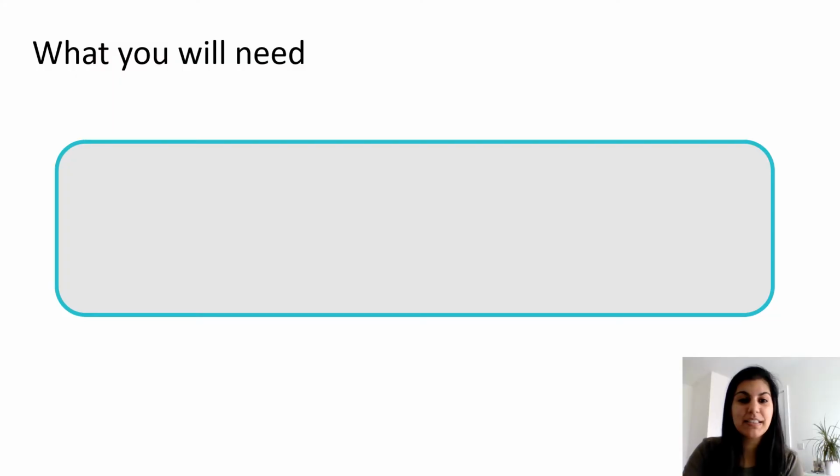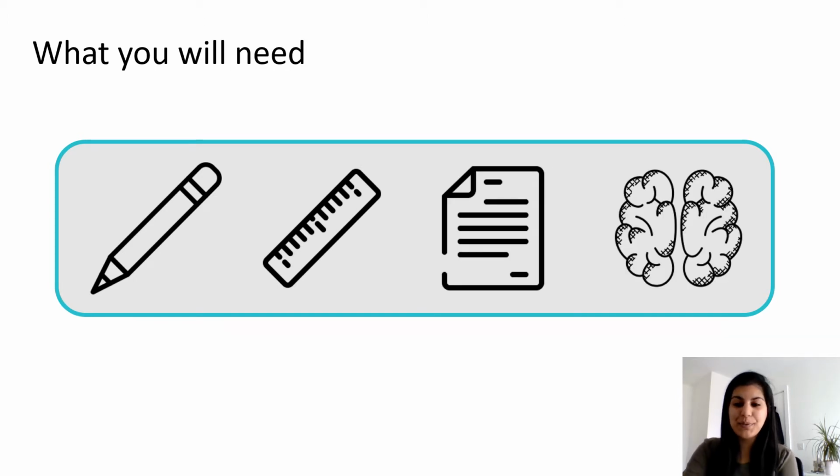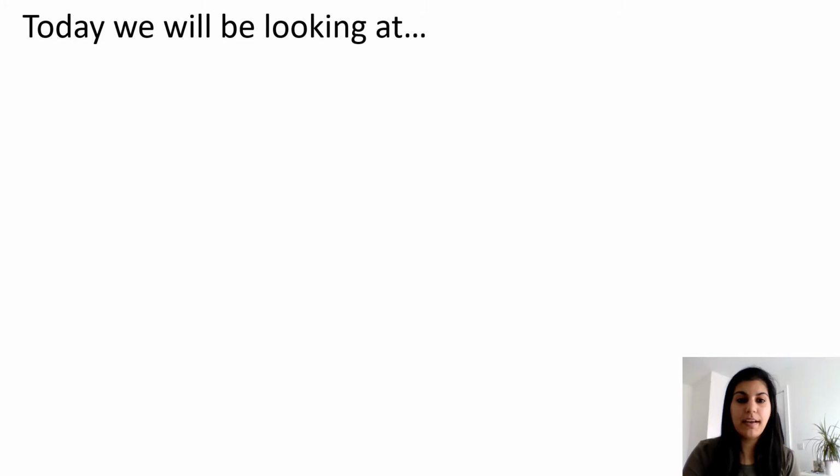Let's get started. So the things that you're going to need for today's lesson: you'll need a pencil or a pen, a ruler, something to write on, and of course your brain. If you need to get any of those bits, pause the video now and come back when you're ready to get started.